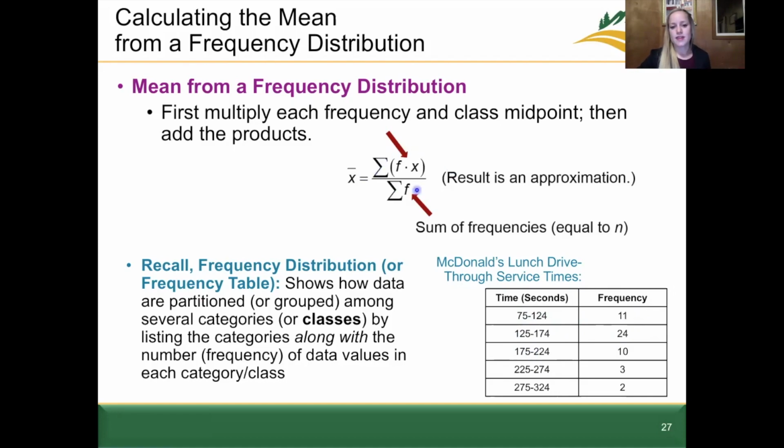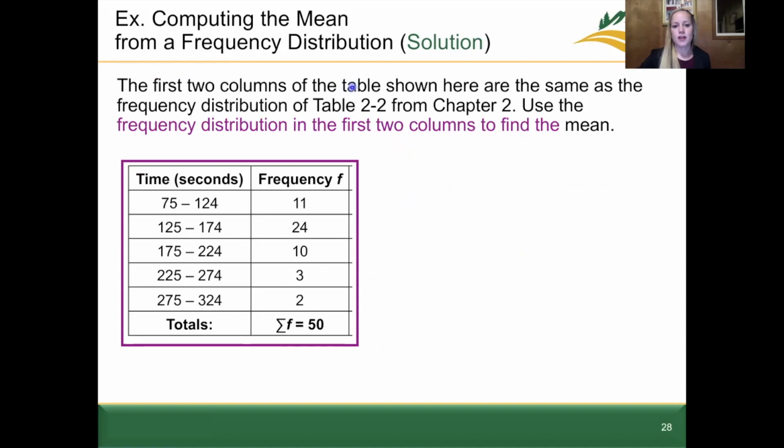So we'll discuss this equation. We're going to first multiply each frequency and class midpoint, so frequency being f, x is the class midpoint. Then we're going to add the products. And we know to do that because this sigma sign here means add. We just covered that a few slides ago. So this sigma symbol means to add everything in parentheses. And then in the denominator, we'll sum all the frequencies. Now, rather than just talking about this equation, let's actually practice using it, okay? And if you want to follow along, this is table 2.2 from chapter 2 in your textbook.